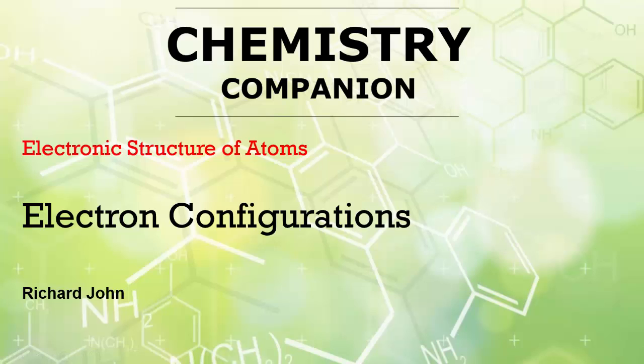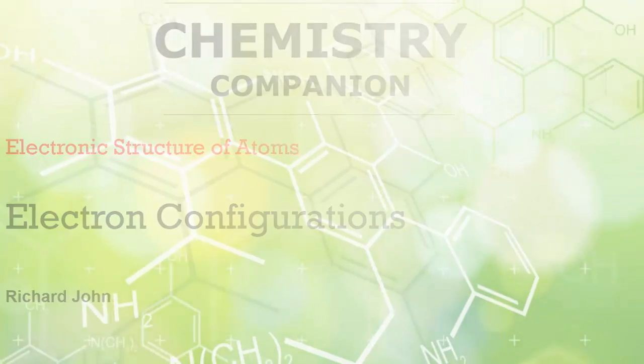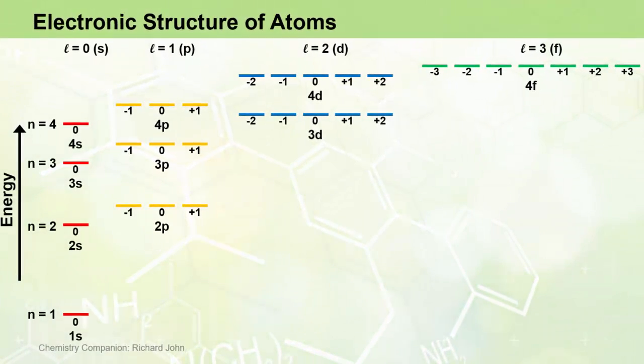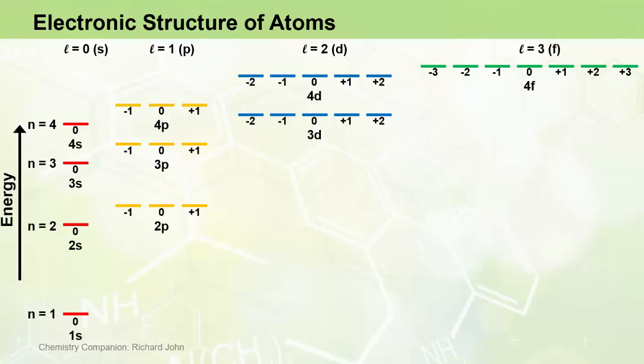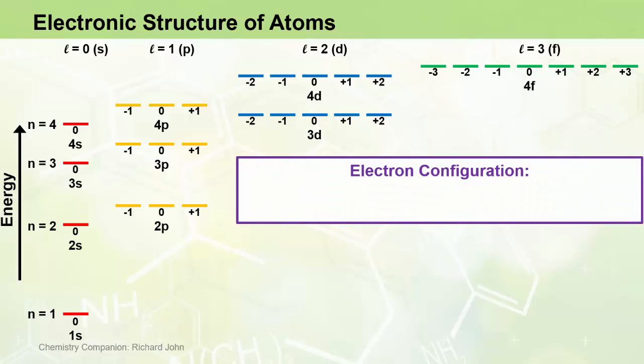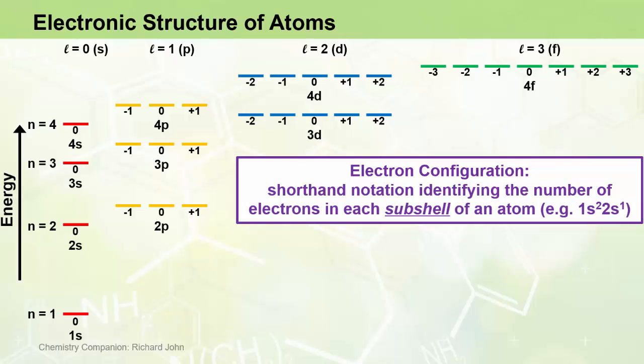In this video, we're going to be introduced to electron configurations and learn how they are linked to the orbital diagrams we've already seen for multi-electron atoms. This is the orbital energy diagram for multi-electron atoms that we were introduced to in the previous two videos. This diagram can be used to generate an electron configuration for any atom or element, which is just a shorthand notation identifying the number of electrons in each subshell of an atom.